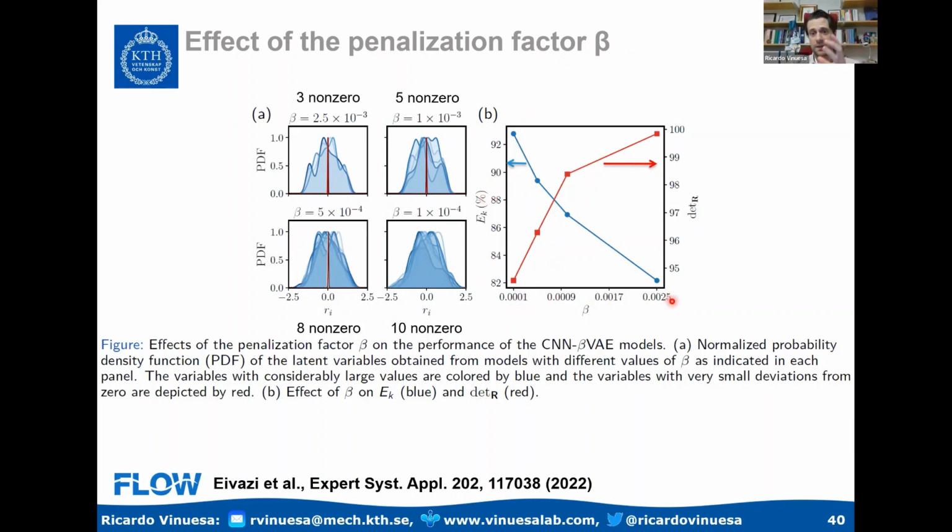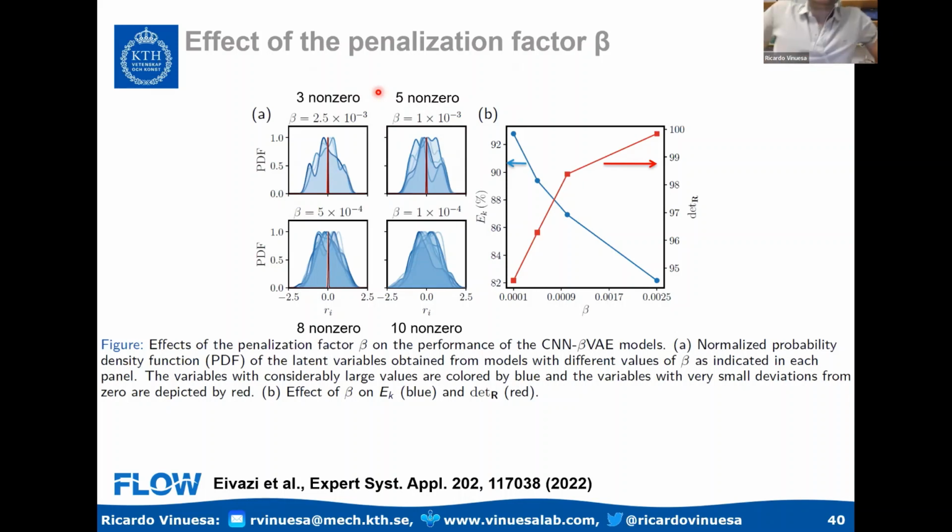So higher values of beta, if we follow this red line, will give me a much higher orthogonality of those modes. Also, if we look at the latent variables that you see on the left, we can see that the higher the value of beta, the more zero variables that I have. So in the largest value of beta, I only have 3 non-zero variables in the latent space, which again gives me a very parsimonious representation of my model.